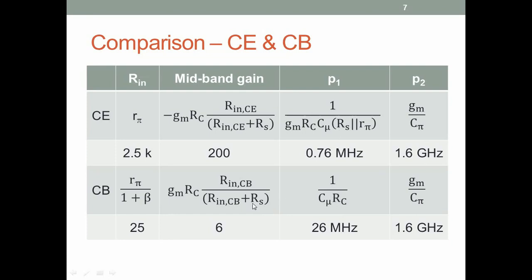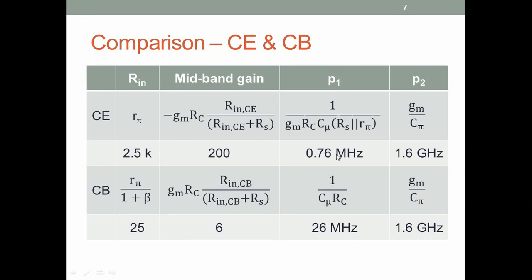As I just said, the gain of the common base could be as large as about 120 for our circuit if the source resistance Rs is the same as the input resistance.